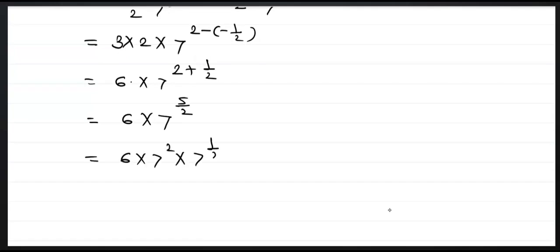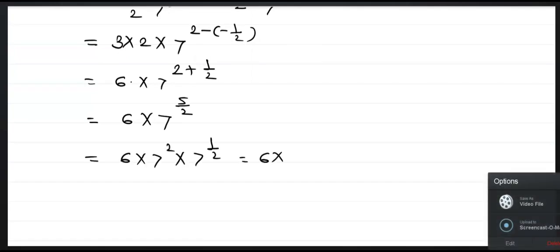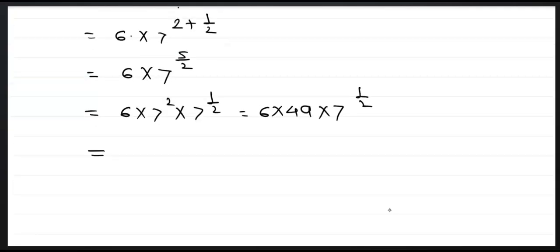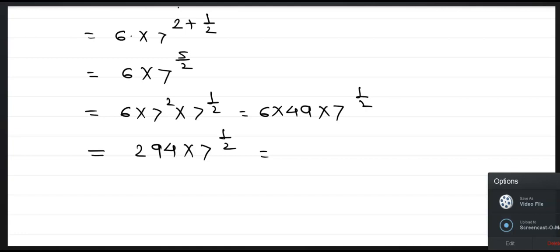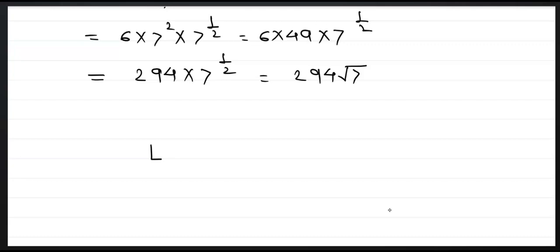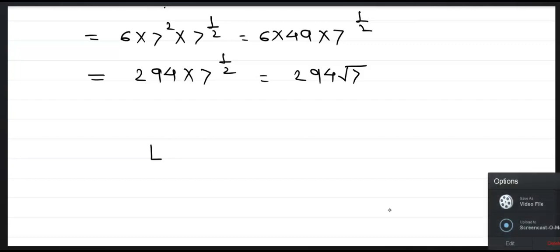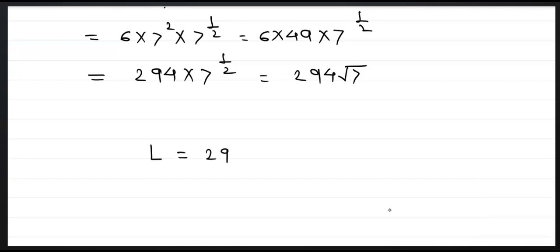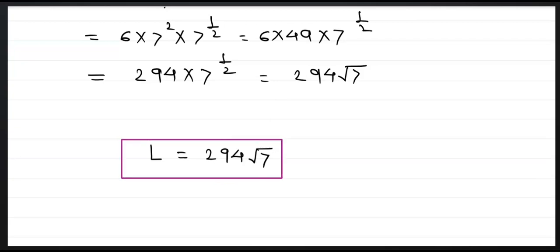that is 7 square, that is 6 into 7 square into 7 raised to 1 upon 2, that is 6 into 49 into 7 raised to 1 upon 2. That is 294 into 7 raised to 1 upon 2. Therefore limit L is equal to 294 root of 7. This is the final answer.